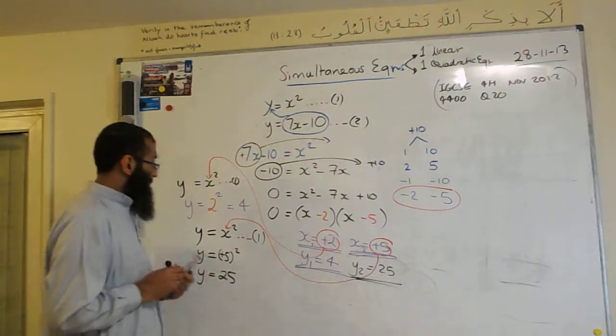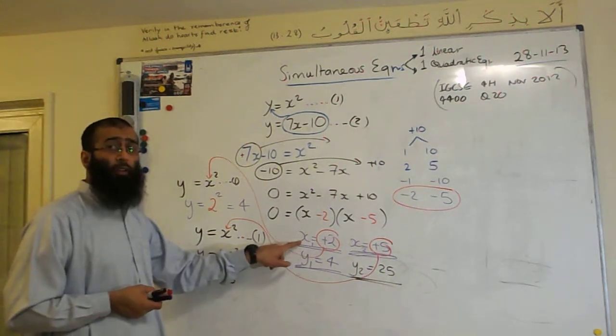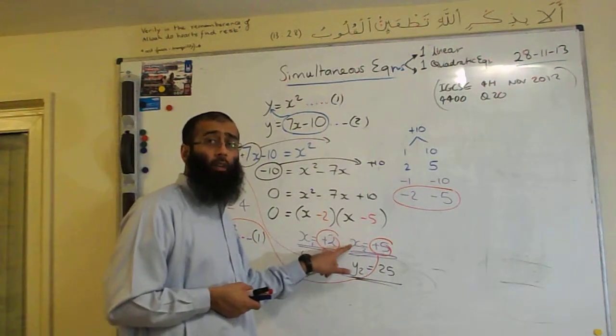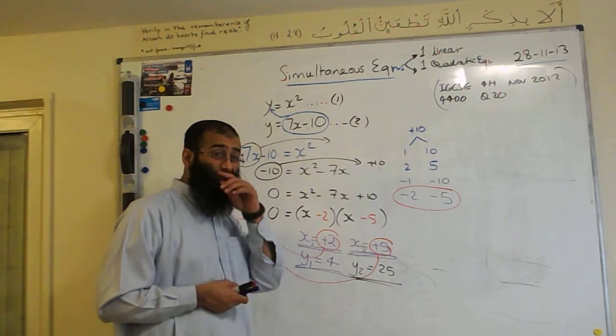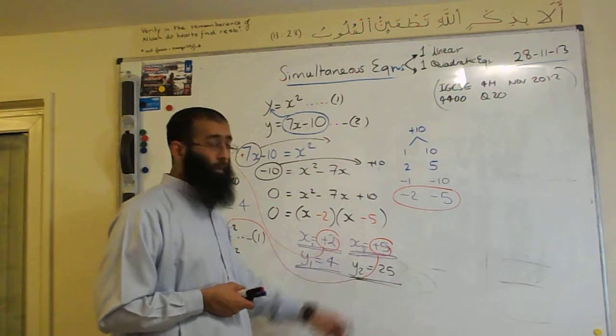Okay. Right folks, so here we have the first x value and its corresponding y value. We have the second x value and its corresponding y value. So that will give us our solutions. We have 2 solutions: 2 and 4, and 5 and 25.